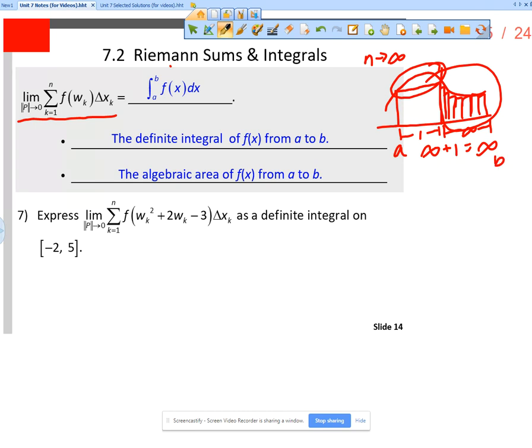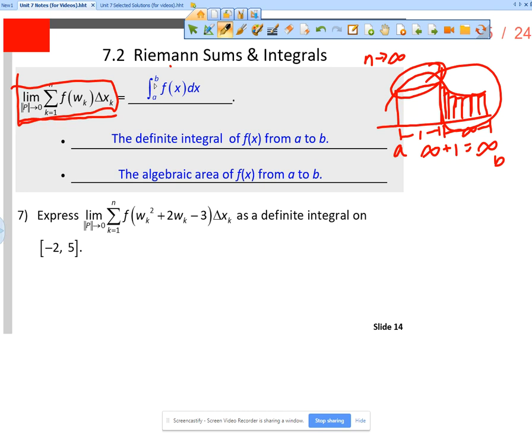So what we need to do is let the norm of the partition approach 0. If the norm of the partition approaches 0, then using an infinite number of rectangles is guaranteed to find the exact area under the curve. And so what we want to recognize is that this gives us what we call the definite integral. We have the integral symbol, of course, from A to B.